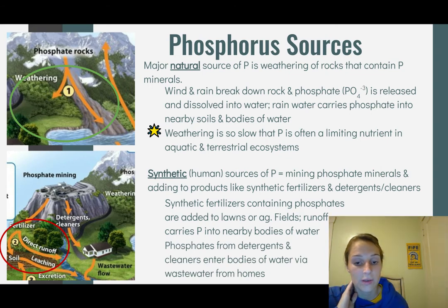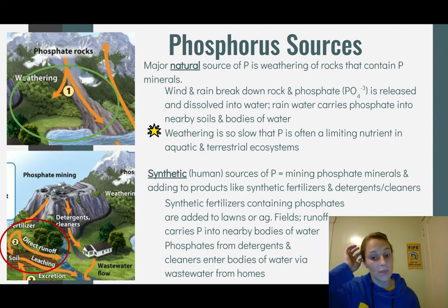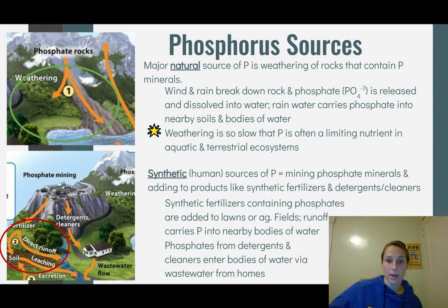Additionally, you also have phosphates from detergents and cleaners that enter bodies of water because of wastewater from homes. So if you think of your clothes washer and you put detergents in there and it washes your clothes, and then it goes down the tube, which then goes into the wastewater treatment, which eventually ends up back in the oceans or lakes or rivers. And so you can get phosphorus from those detergents that ends up in other water systems.